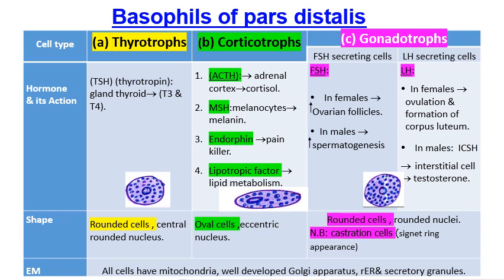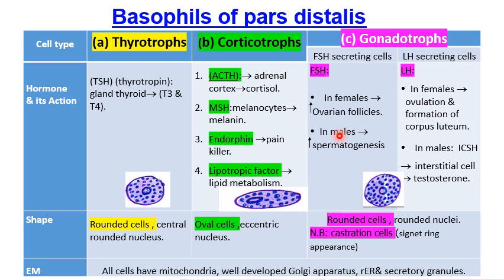Basophils of pars distalis include three types: thyrotroph, corticotroph, and gonadotroph. Thyrotrophs release TSH, thyroid stimulating hormone, which stimulates the thyroid gland to secrete T3 and T4. They are rounded cells with a central rounded nucleus. While corticotrophs secrete ACTH, which stimulates the adrenal cortex to secrete cortisol; MSH, melanocyte stimulating hormone, which stimulates melanocytes to secrete melanin; endorphin, which is a painkiller; and lipotropic factor for lipid metabolism. They are oval cells with an eccentric nucleus.